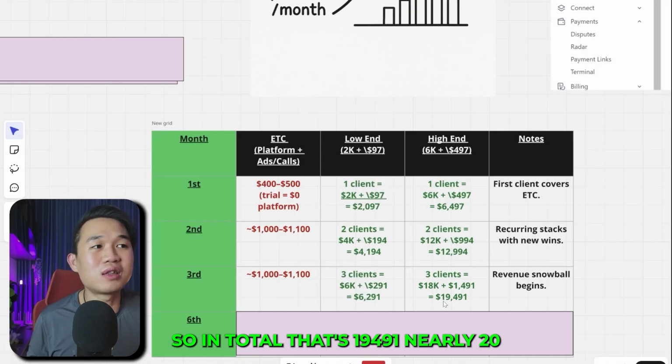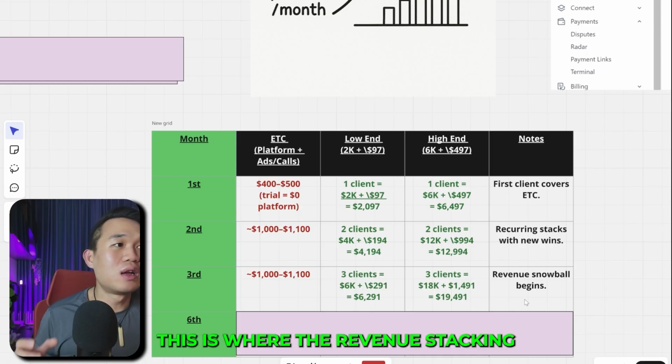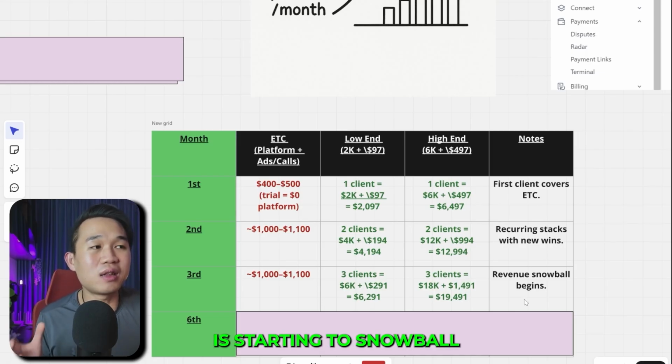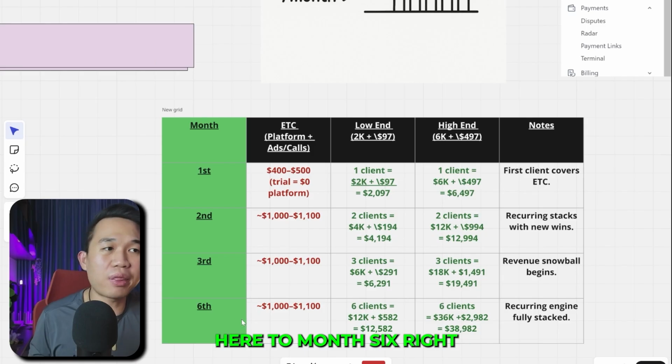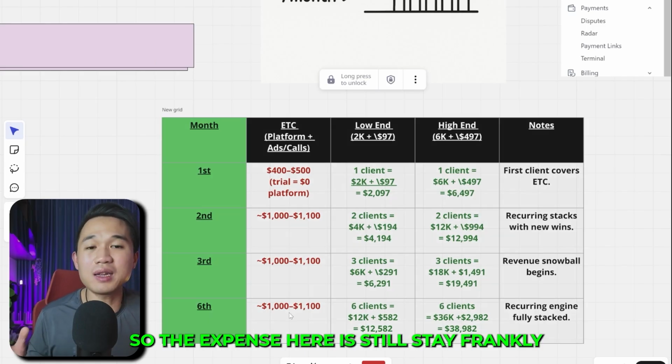So in total, that's $19,491, nearly 20 grand, right? This is where the revenue stacking is starting to snowball. Okay, so we're skipping forward here to month 6, right? So the expense here still stays frankly quite the same.